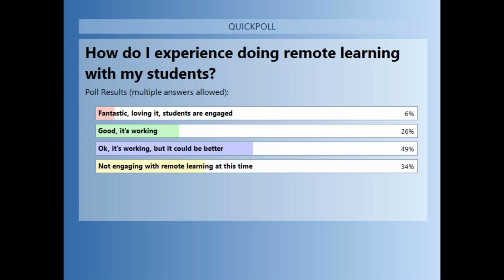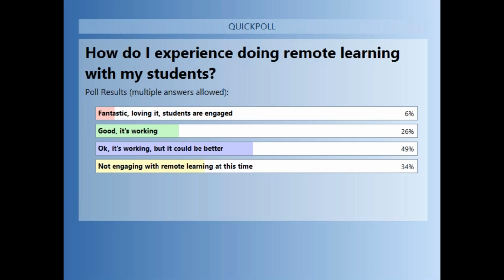So this is really interesting. Your reaction today is much better than the reaction we saw last week. In the session we did last week, 70% of the people said they were not engaged with their students at all. So it's exciting to see from you as the participants that 48% of you are actually saying it's okay and it's working. That's really exciting, and it could be better. So hopefully we'll give you some ideas today around how it could be better.